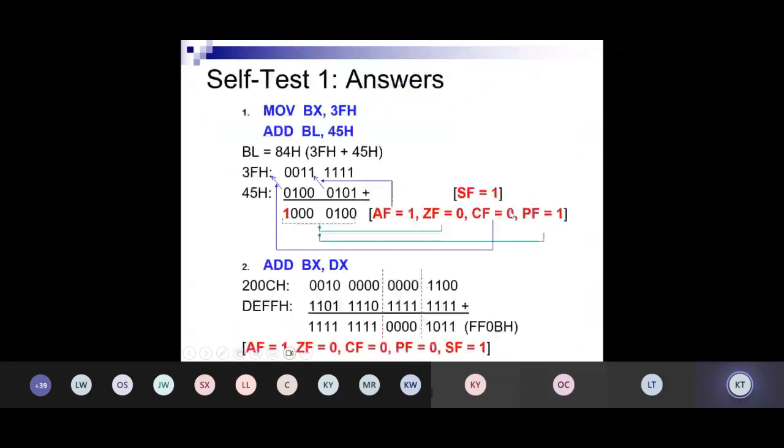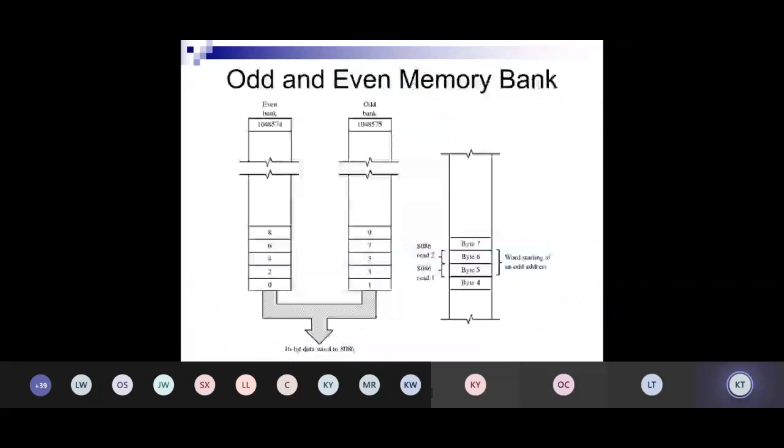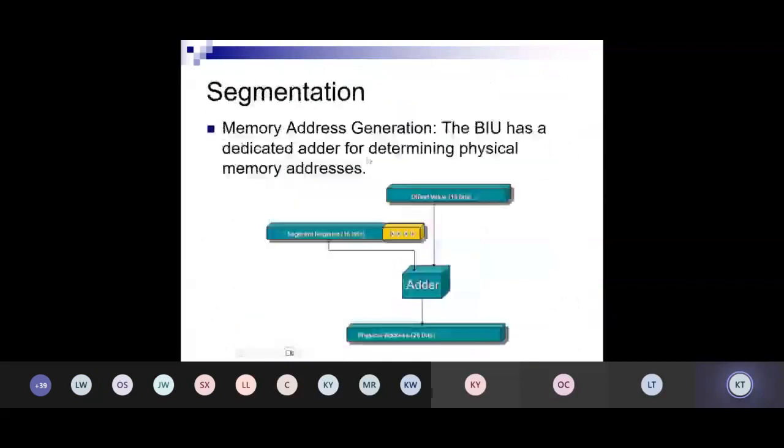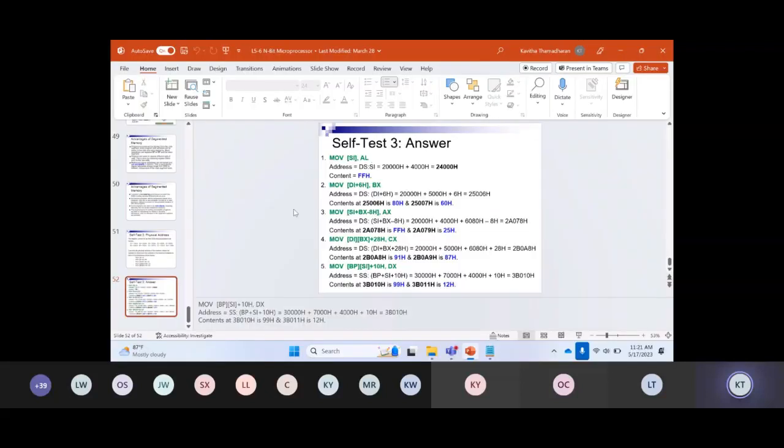Go back to this slide where we have memory address generation. The BIU, the bus interface unit, has what we call a dedicated adder to determine the physical memory address. You take your segment register and multiply with 10, then add any offset value, and you will get your physical address.